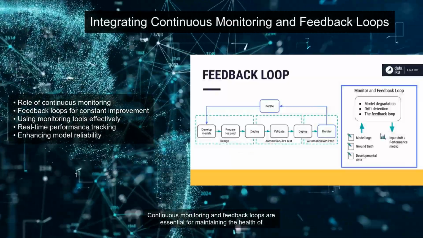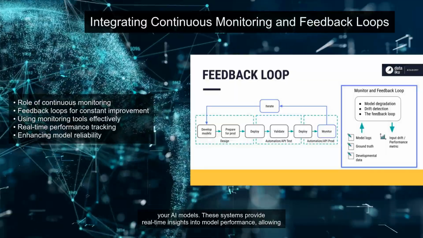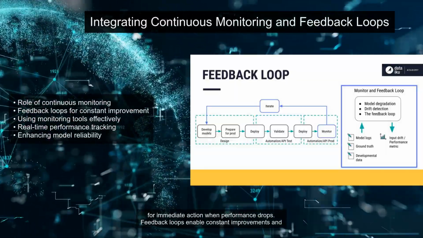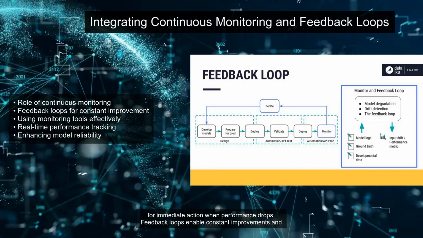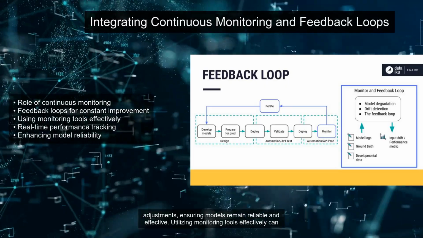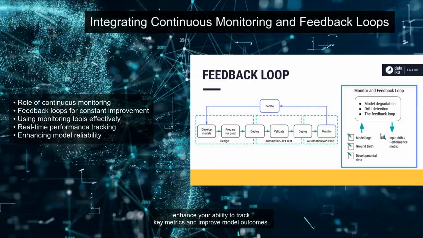Continuous monitoring and feedback loops are essential for maintaining the health of your AI models. These systems provide real-time insights into model performance, allowing for immediate action when performance drops. Feedback loops enable constant improvements and adjustments, ensuring models remain reliable and effective. Utilizing monitoring tools effectively can enhance your ability to track key metrics and improve model outcomes.